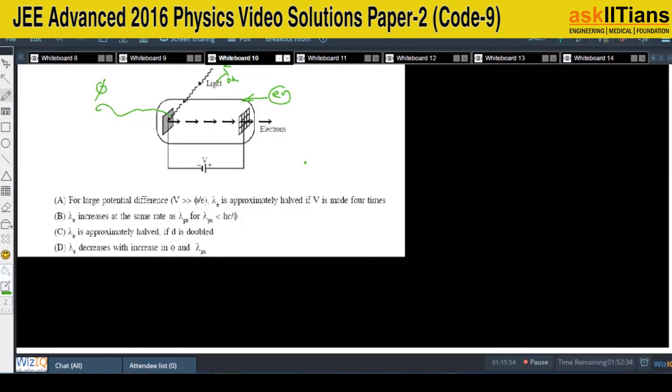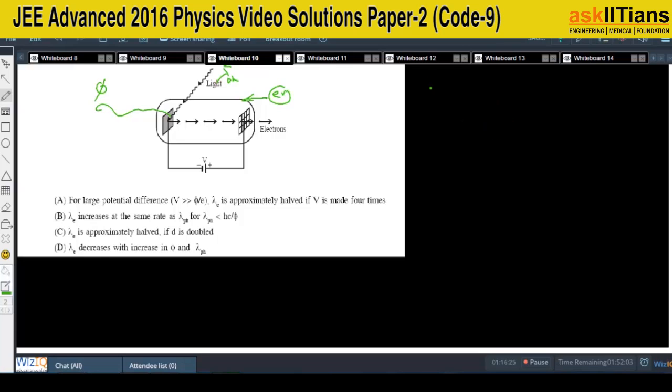First, for a large potential difference, V is greater than phi upon e, lambda e is approximately half if V is made 4 times. We will check it from the photoelectric effect equation. Second, lambda e increases at the same rate as wavelength for photons, because hc by lambda ph is greater than phi. Third, lambda e is approximately half if d is doubled, and lambda e decreases with the increase in phi and lambda ph.